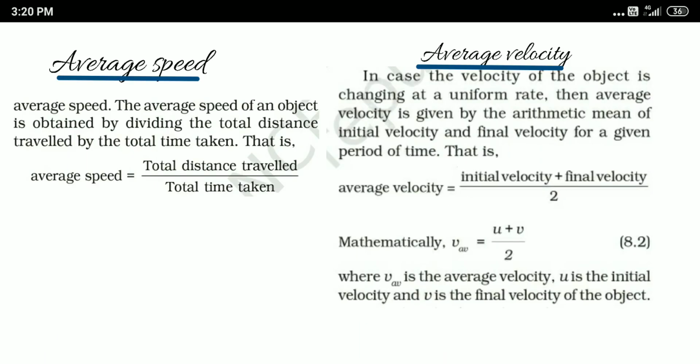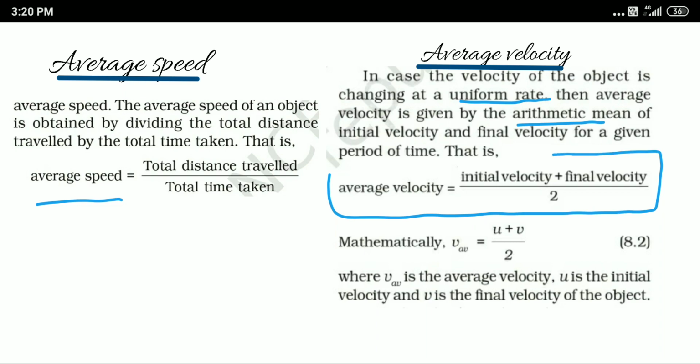It's time to define average speed. How do we define average speed? Average speed can be defined as total distance traveled by total time taken. And how can we define average velocity? When an object is moving with a uniform rate, and see, it is a very important point, the average velocity is the arithmetic mean. And how can we write? Average velocity will be equal to initial velocity plus final velocity divided by 2.